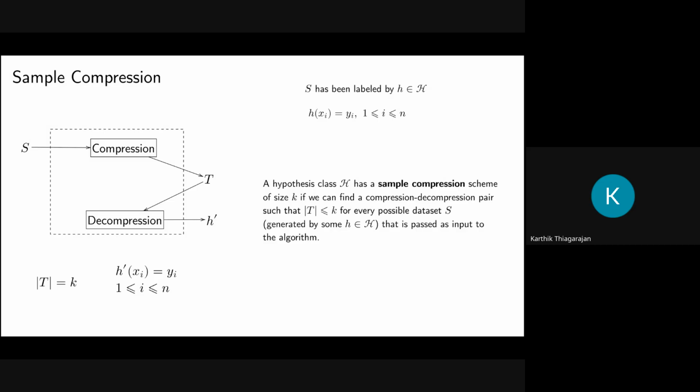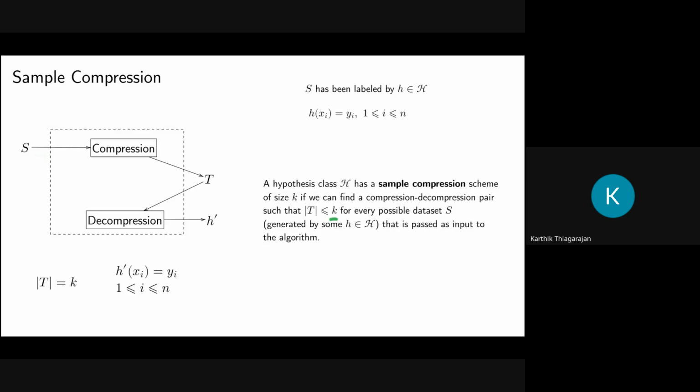So what is fed into the compression decompression procedure is not some arbitrary data set. It is a data set which has been labeled using classifiers from H. Okay, given that, can you compress it is the question. So compression is not with respect to some arbitrary data set, but data sets labeled using H. That's the first point. The second point is this is an upper bound.